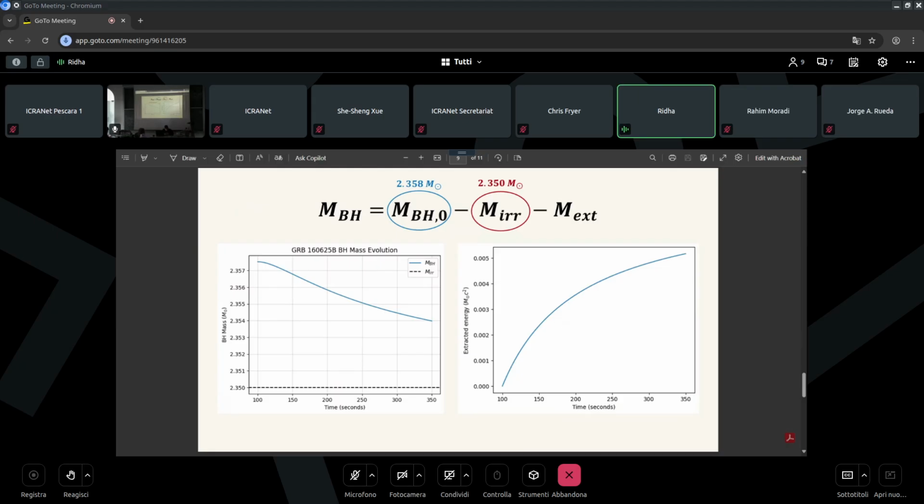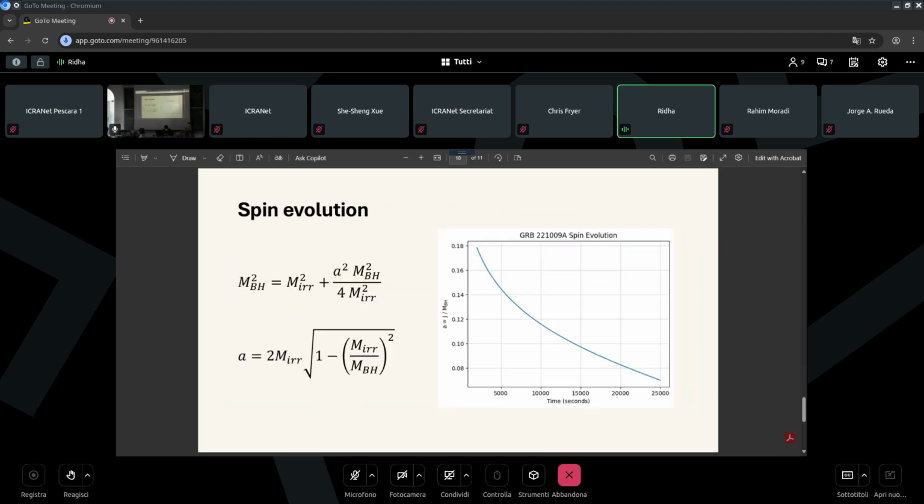Oh, sorry, I have the wrong plot here. It should be a different plot for 22. Anyway, so then we also calculate the spin parameter A for this case, and the time interval is between around 2000 seconds after the burst to around 25,000 seconds. Since it's an ultra long GRB, we had a very comprehensive GeV observation.